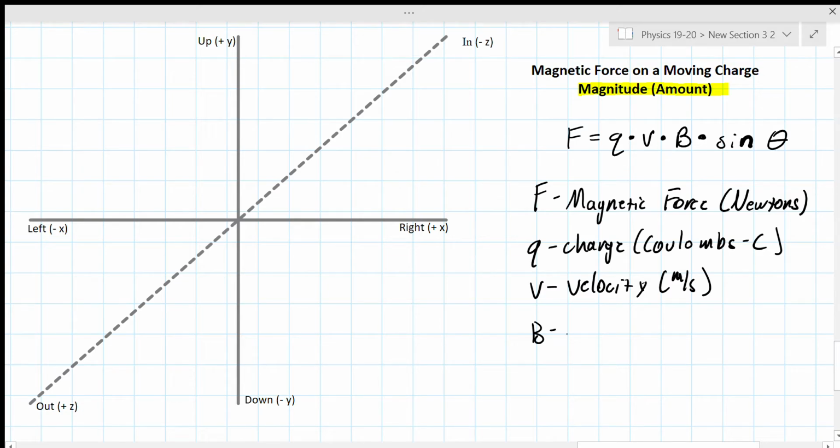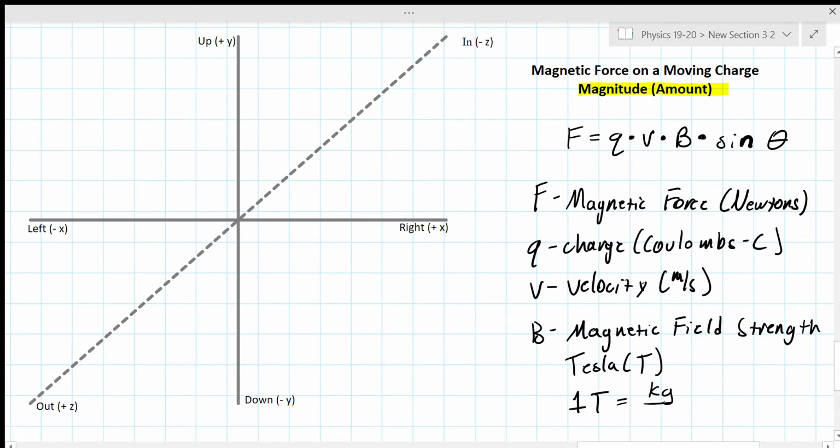And B is the magnetic field strength. You could also say B is the magnitude of the magnetic field. All right. And it's measured in Tesla. Capital T is a symbol for Tesla, and 1 Tesla equals 1 kilogram per second squared ampere, or 1 kilogram per coulomb second. All right, and that's the Tesla in the standard unit.